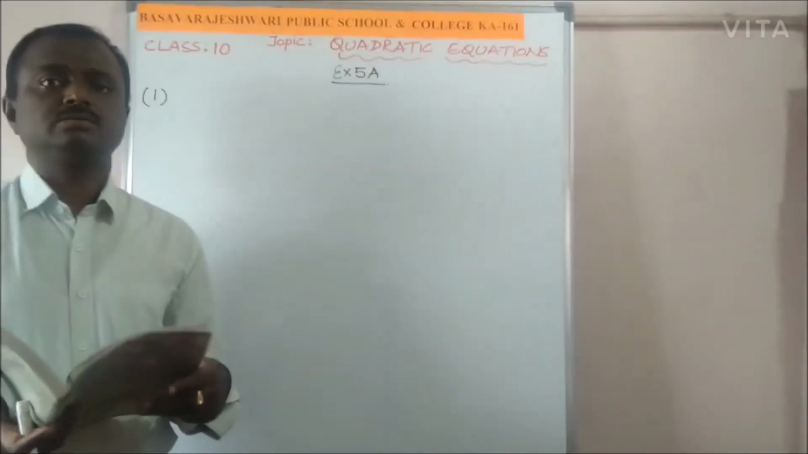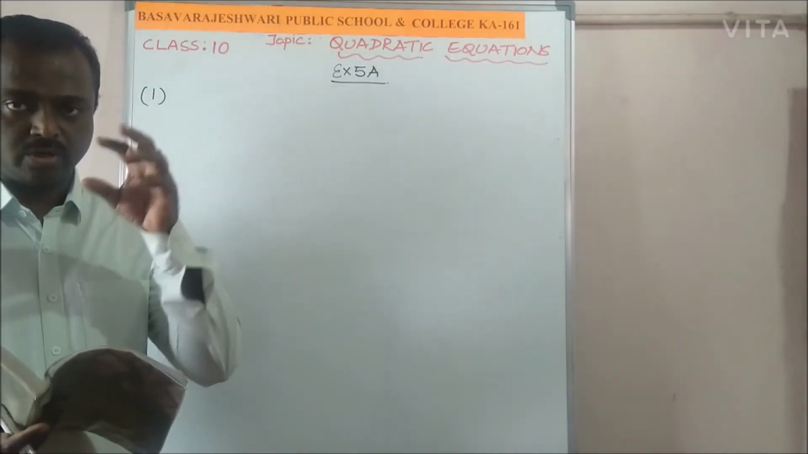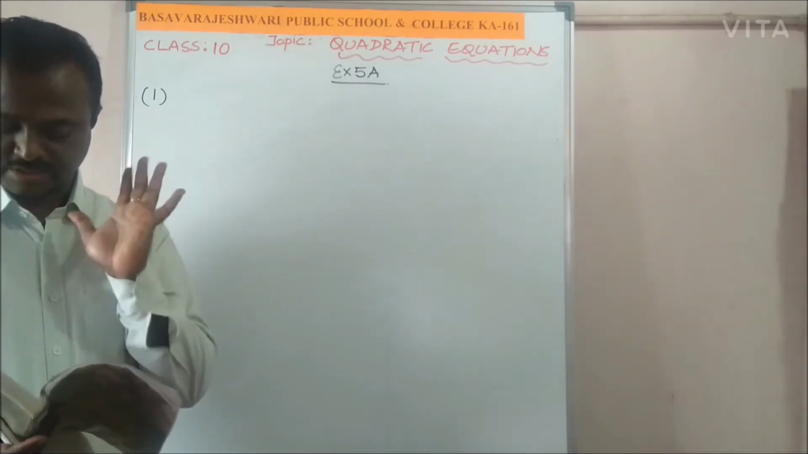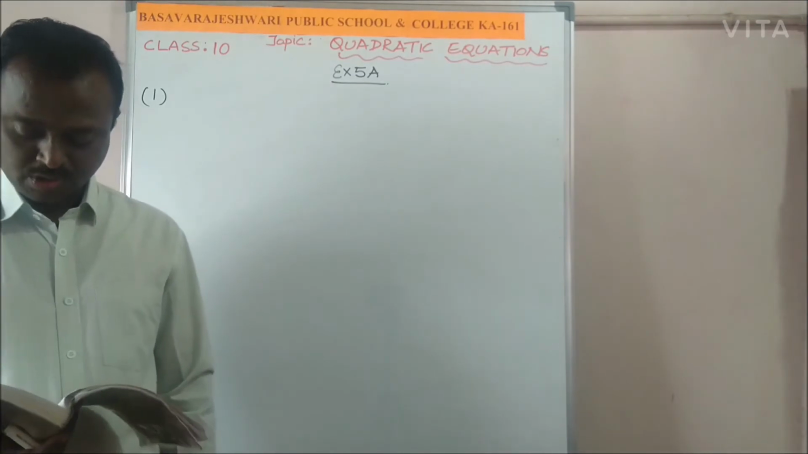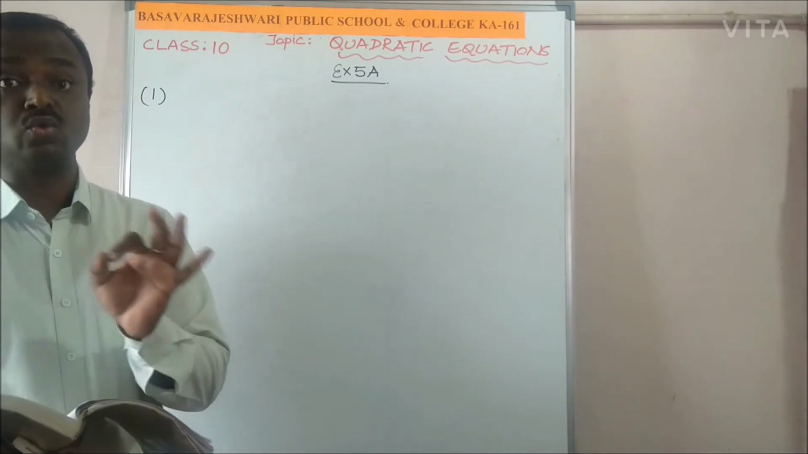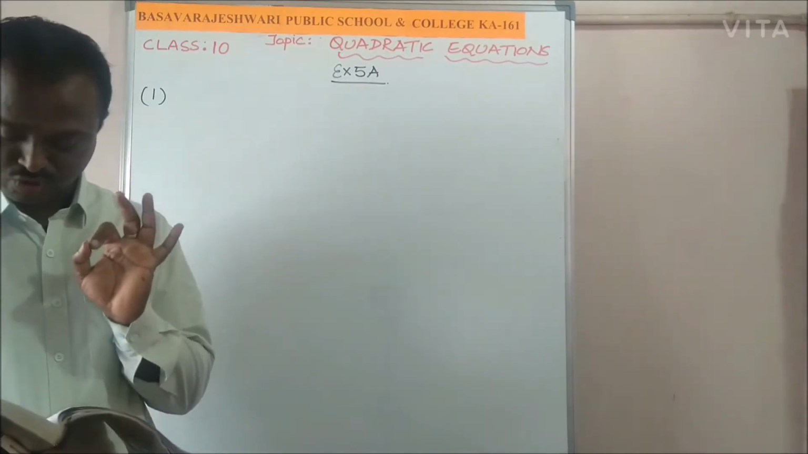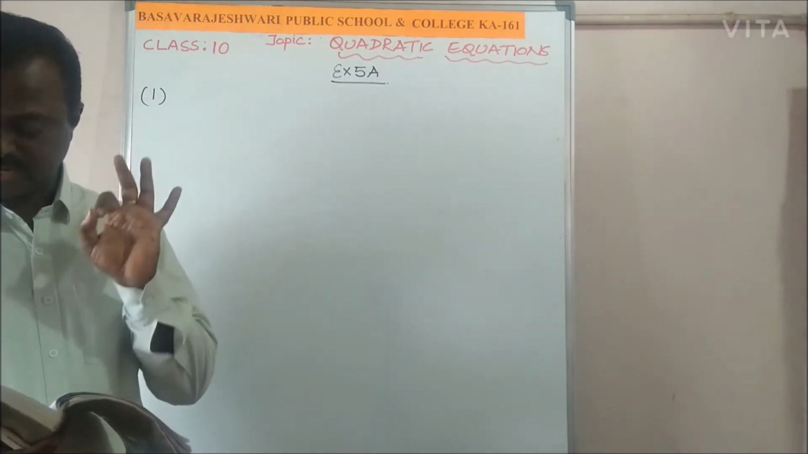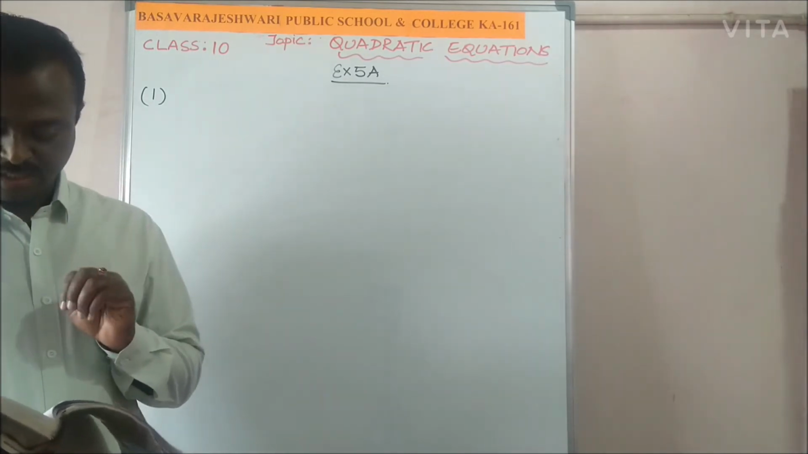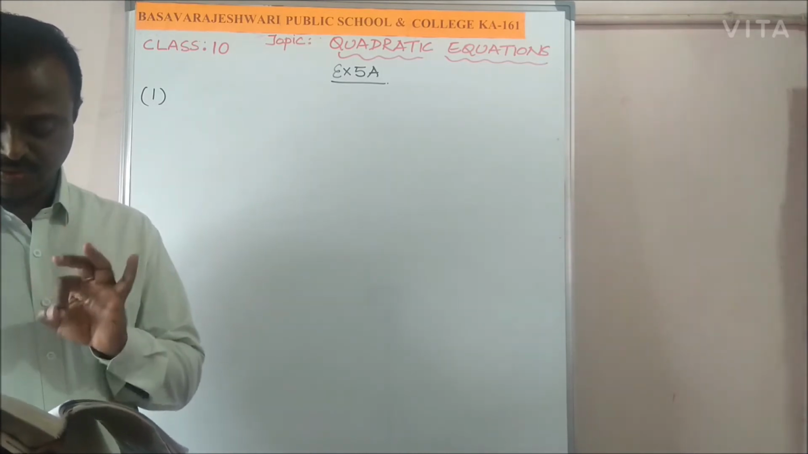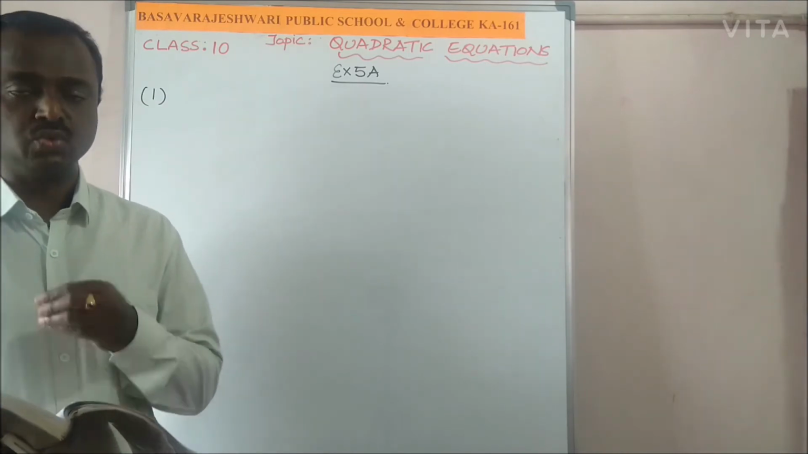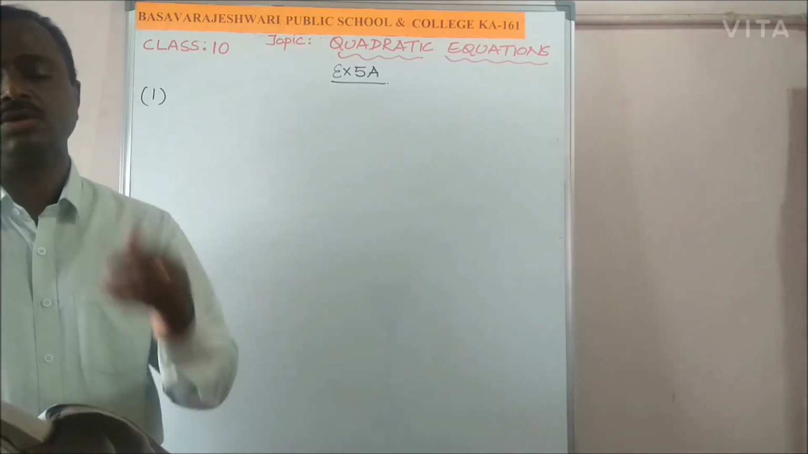Now we will solve the quadratic equation using the first method, that is the factorization method. First, exercise number 5a. First question: find which of the following are the solutions or roots of the equation. First, 6x square minus x minus 2 is equal to 0. Three values are given: 1 by 2, minus 1 by 2, and 2 by 3. Which of these roots satisfies the given equation?